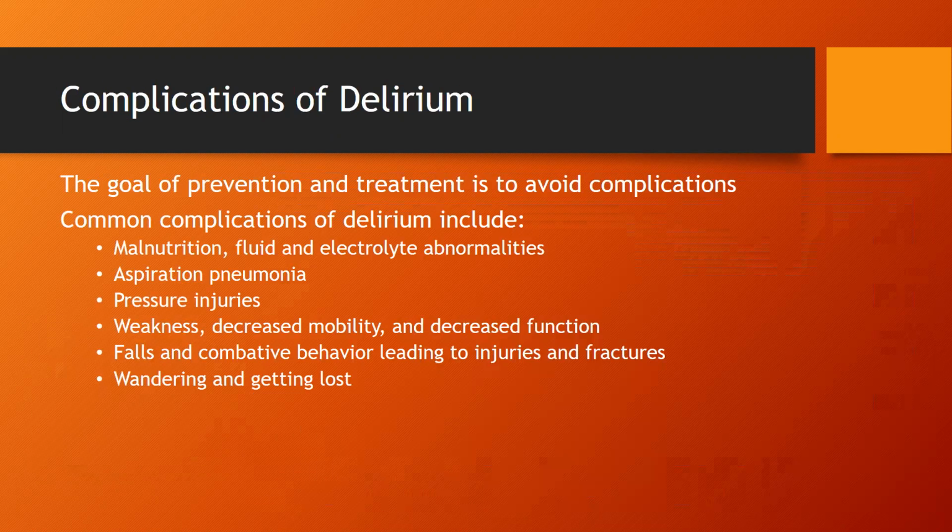And then real quick, the complications of delirium. So all of our discussions here are in an effort to avoid the complications of delirium. The most common ones that we see are malnutrition, fluid and electrolyte abnormalities, aspiration pneumonia, pressure injuries, weakness from decreased mobility, falls, and then combative behavior that leads to injuries and fractures, and then patients wandering and getting lost.